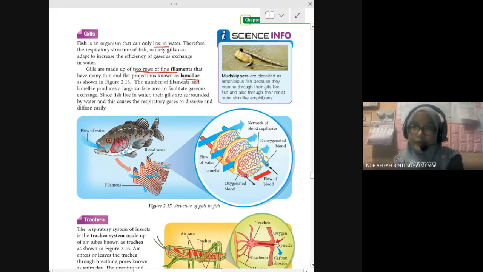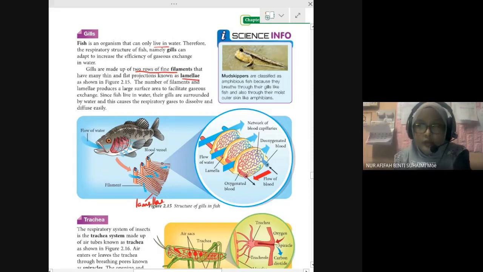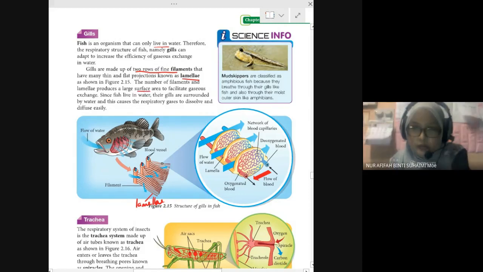We have two rows of filament. Filament consists of thin and flat projection. The long ones, we call it lamellae. So these two rows are filaments, and filament consists of lamellae. The number of filaments and lamellae produce a large surface area. Fish also have large surface area to increase the rate of gas exchange.